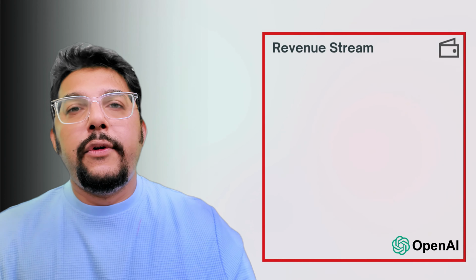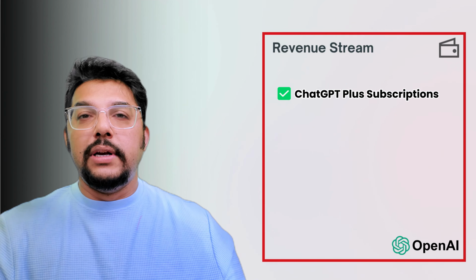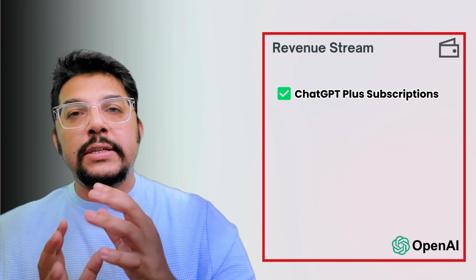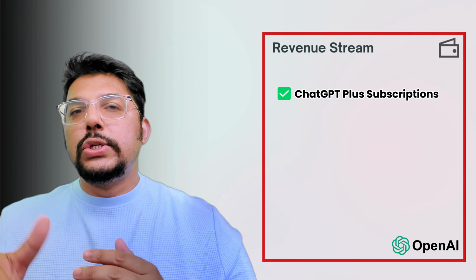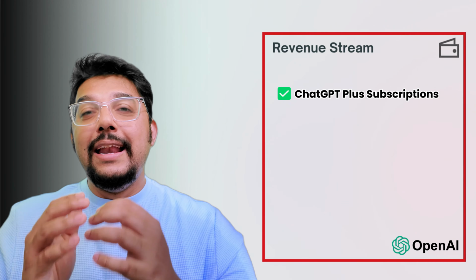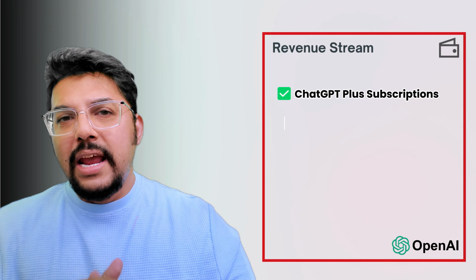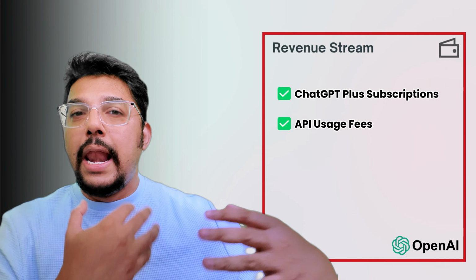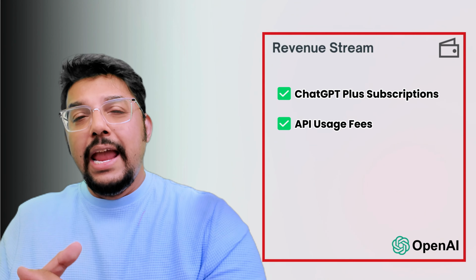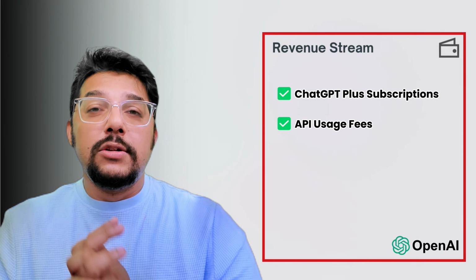So let's go back to OpenAI's case again. OpenAI generates revenue from multiple sources, ensuring it serves both individual users and enterprise clients effectively. First of all, ChatGPT's Plus subscription. Users pay $20 per month for faster response times, priority access, and enhanced AI capability. This is called the freemium model. This freemium model encourages free users to upgrade. Then API usage fees. Businesses and developers pay based on API consumption, allowing them to integrate OpenAI's AI into their own platforms, applications, and services.